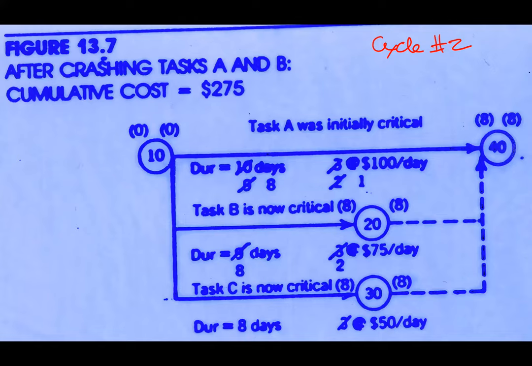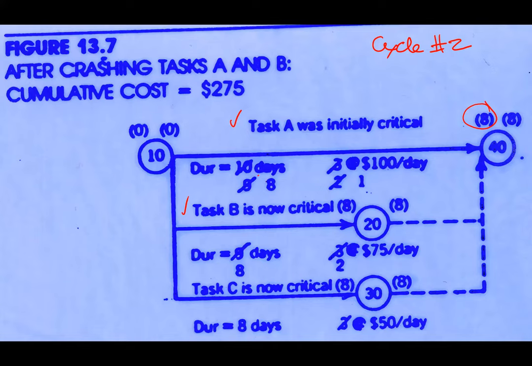Okay, because A and B now are critical, if you want to reduce, you cannot simply choose either A or B. Because if you choose either one, it is not going to affect the overall project duration. You have to choose both. When you choose both, both costs will be added up to the project cost. There will be extra cost. So what to do? There is no other choice.